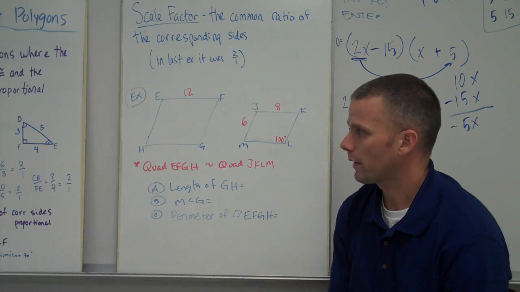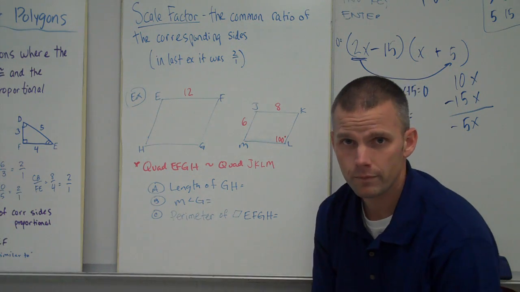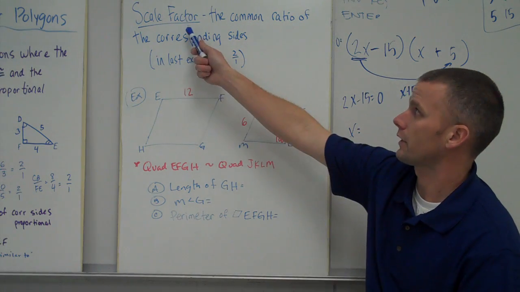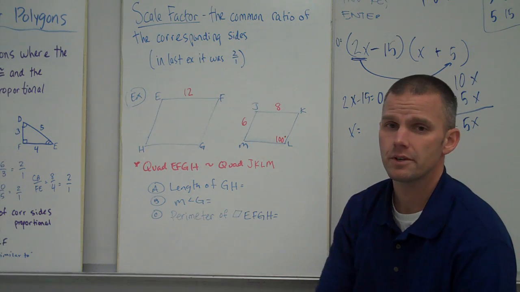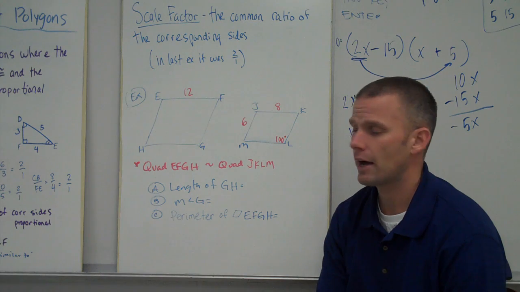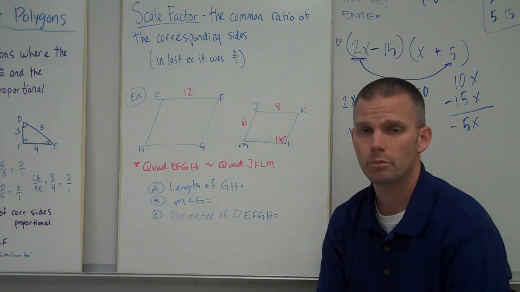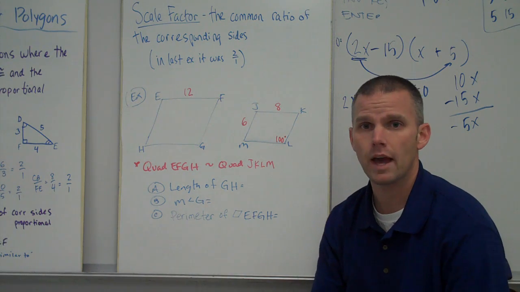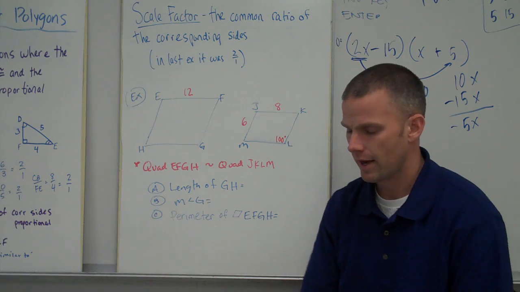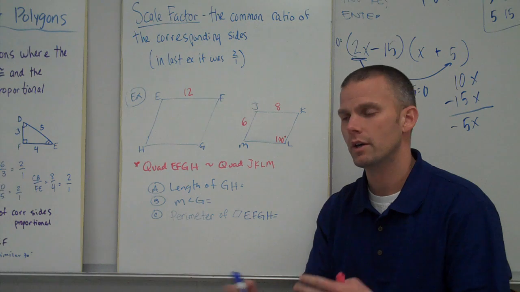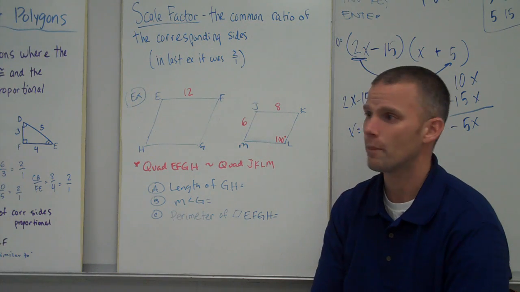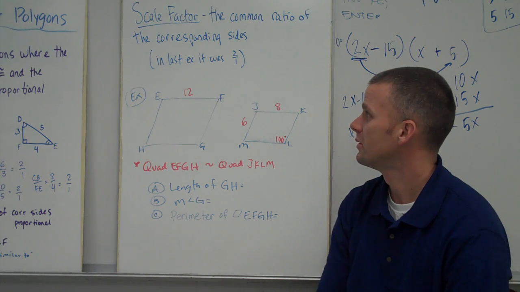The ratio of the corresponding sides that we just came out with, that 2 to 1, is what we call a scale factor. And the scale factor is a common ratio of the corresponding sides. So again, depending on how you compare the two polygons, whether they're quadrilaterals or triangles, pentagons, hexagons, doesn't matter. But how you compare them, if you go big to small or small to big, will kind of determine how that scale factor is set up.